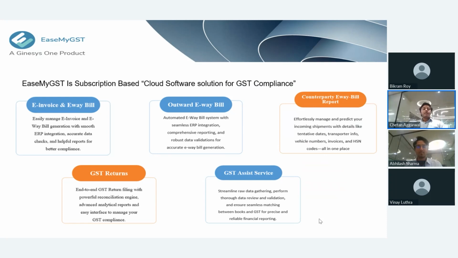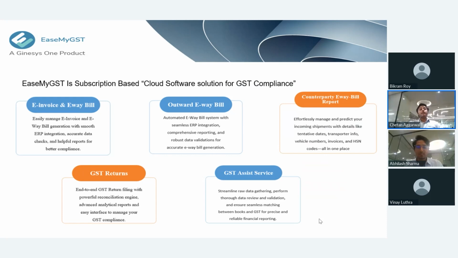So what is e-invoice? As you all know, e-invoice is an electronic invoice that you need to generate to showcase your B2B transaction to the government, and it is mandatory for that organization whose annual turnover exceeds 5 crore. And what is e-way-bill? E-way-bill is an electronic bill which is required to transport goods from one place to another, whether it is interstate or intrastate. If the invoice value exceeds rupees 50,000, we will need to generate the e-way-bill.